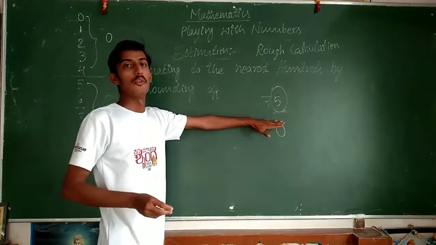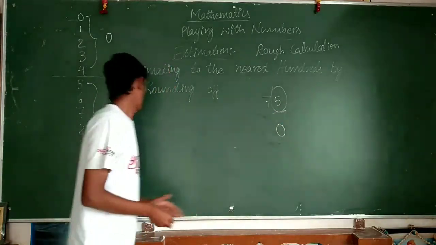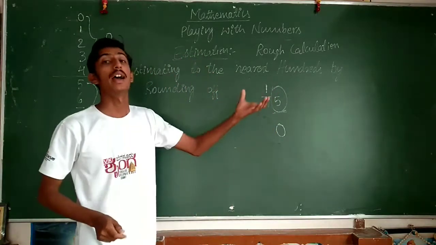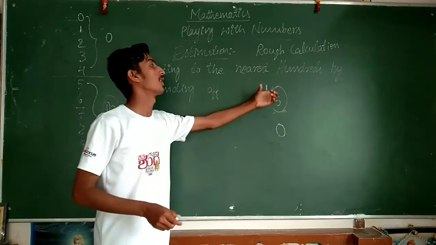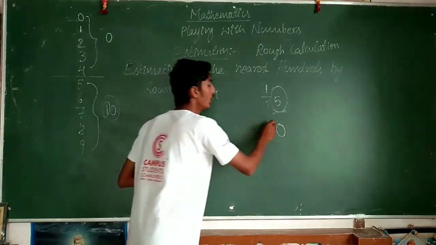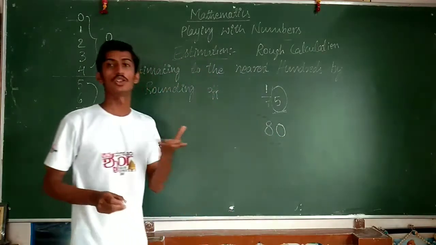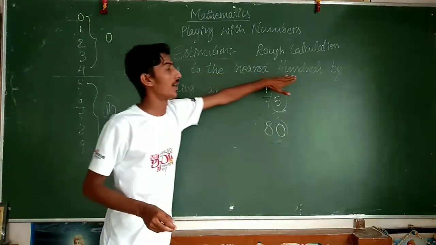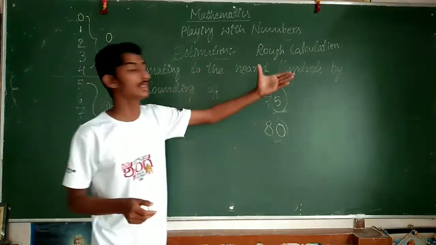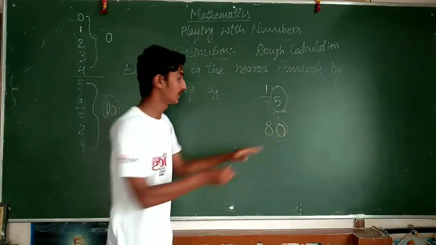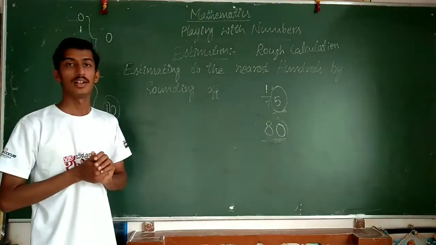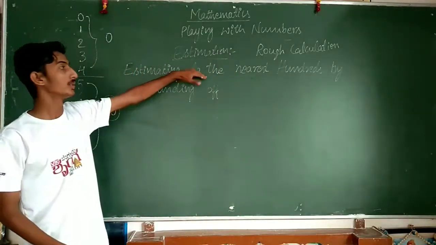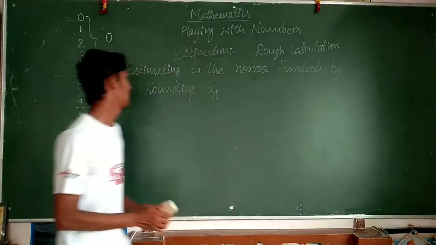In the unit place we write 0 and carry 1, which we add to the 7 in the tens place. 7 plus 1 is equal to 8, so 80. So the rounding of 75 to the nearest tens is 80. Understand? Today we are going to estimate to the nearest hundreds by rounding off.